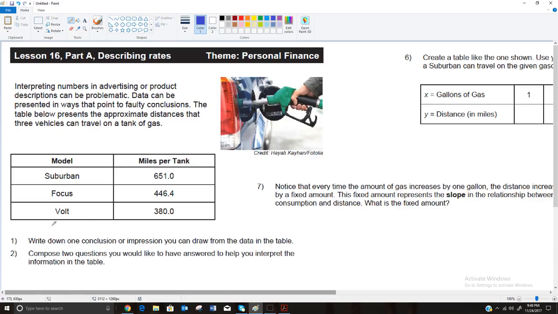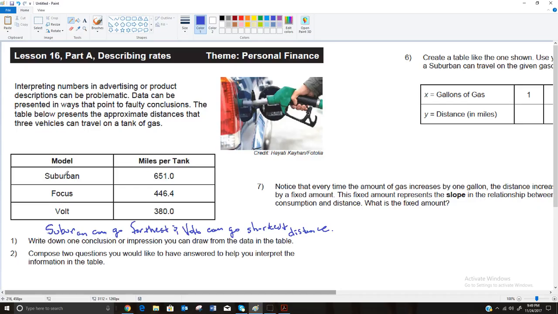So the Suburban can go the furthest, and the Volt can go the shortest distance. Now, that would make you possibly believe that the Suburban gets the best gas mileage and the Volt gets the lesser gas mileage. However, we know that's probably not true.